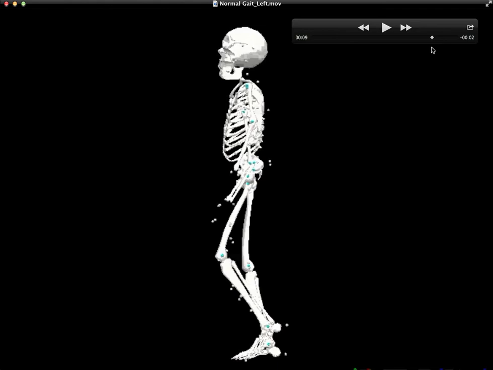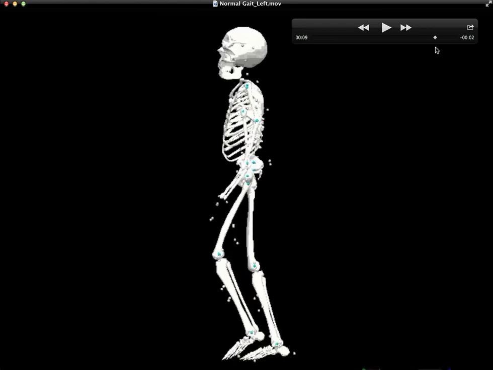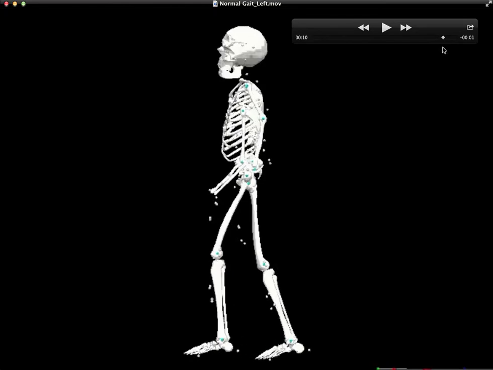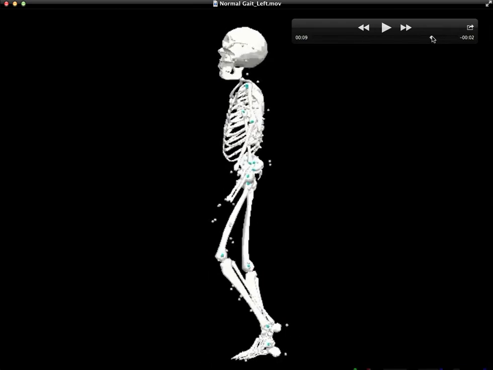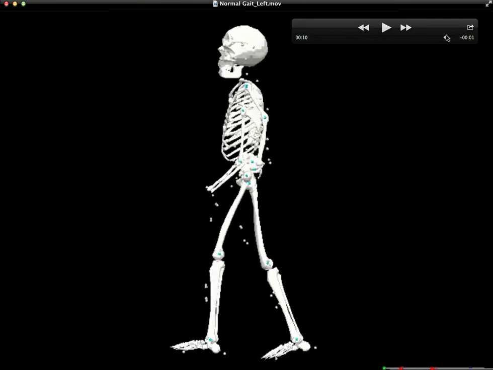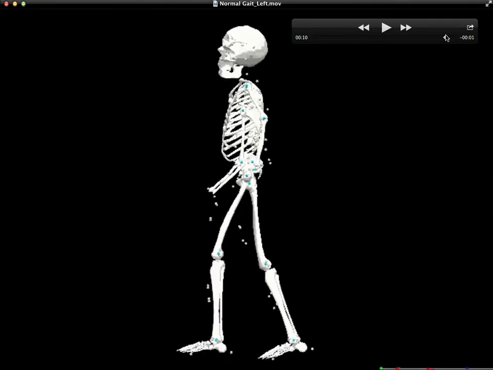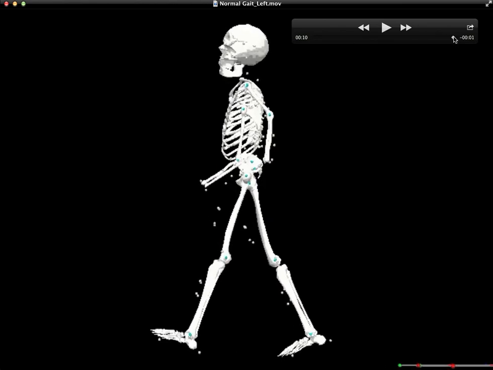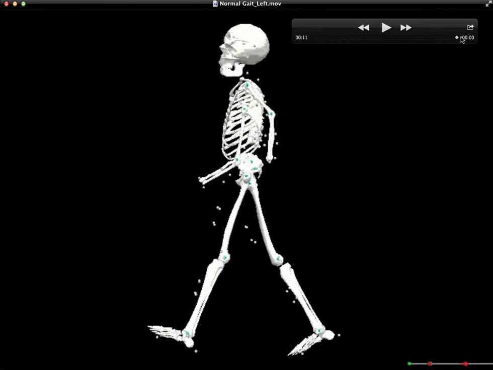Mid-swing phase is next, and that's from when the feet are adjacent to when the tibia is vertical. So right about here. Now we notice the tibia is vertical, and that's the end of mid-swing. Then terminal swing is from when the tibia is vertical to when the knee is fully extended and the opposite heel hits the ground, which is about right there.